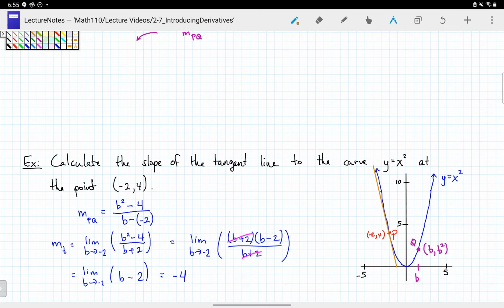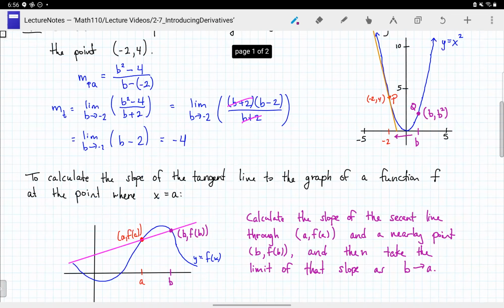Okay, so this is how we are going to calculate the slope of a tangent line in general. So here's the point -2, where the input value is -2. We take some nearby input point and then get the point corresponding to that input on the curve, and then we take a limit as that nearby point approaches our target input value.